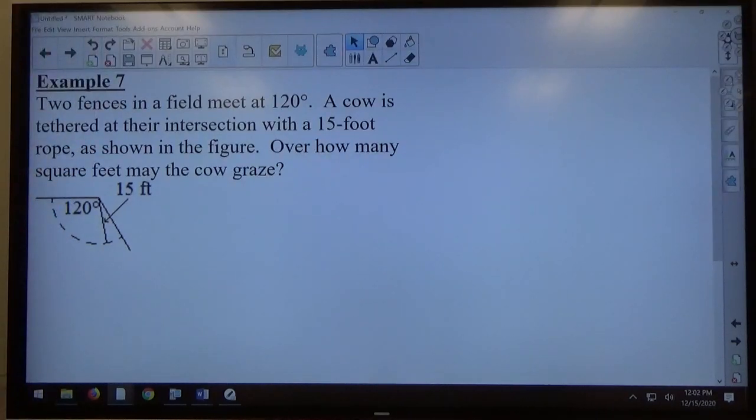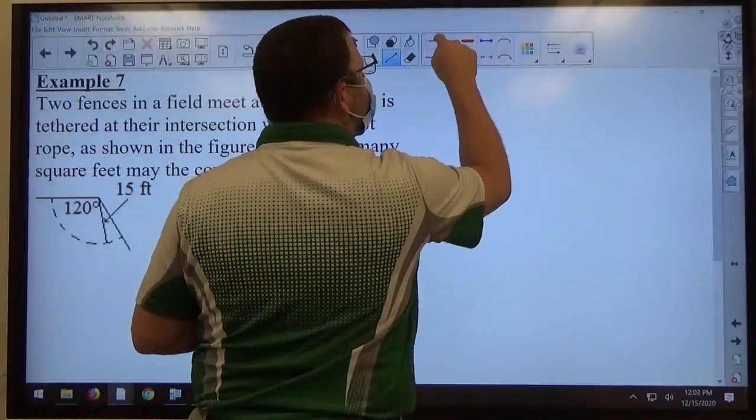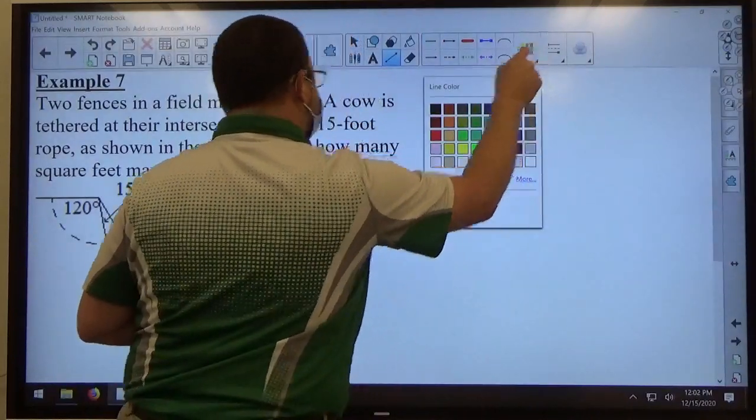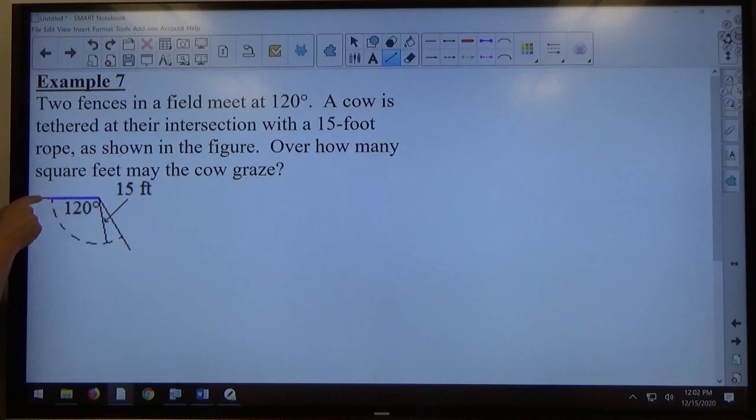Example seven: two fences in a field meet at a 120-degree angle, right here. So these are the fences. Let me get some different colors out so we can see better. We're gonna have blue fences, that's natural, right? The blue wood that we use. So we're gonna have a fence here making a 120-degree angle with the fence there. Okay?